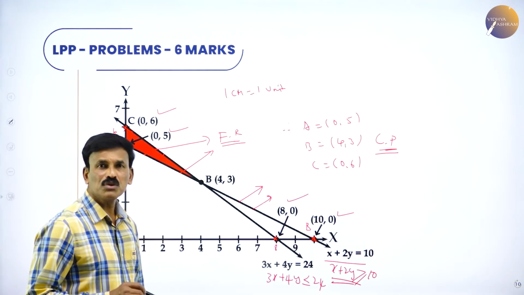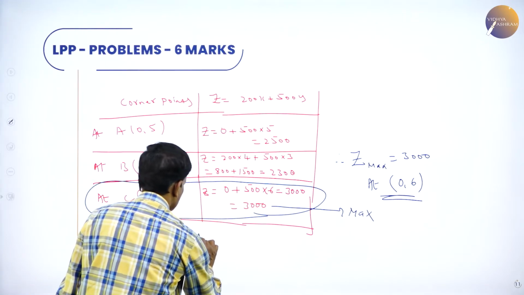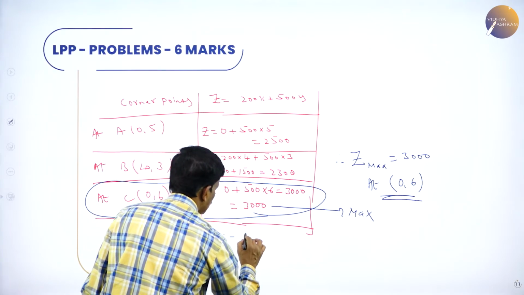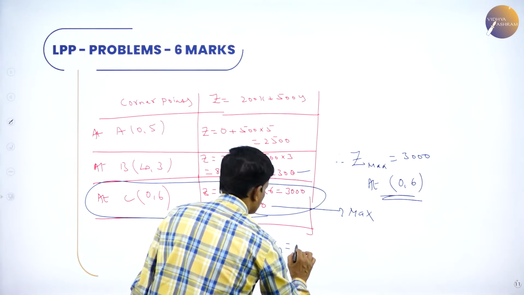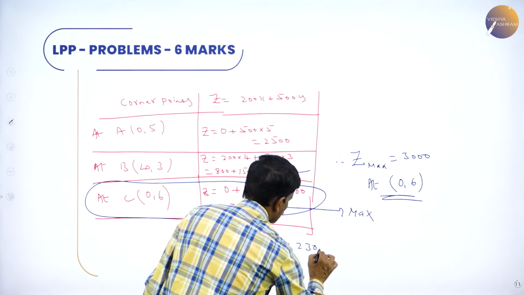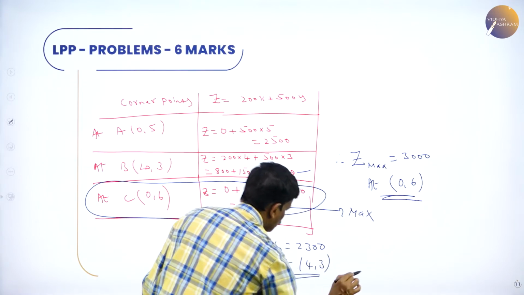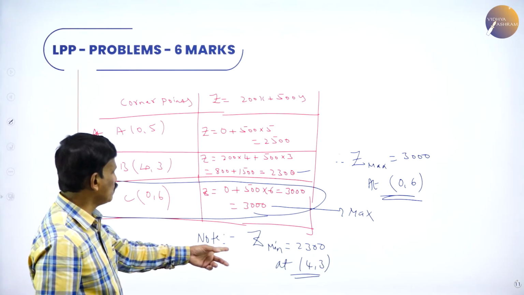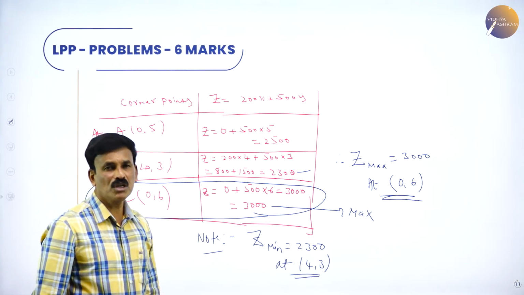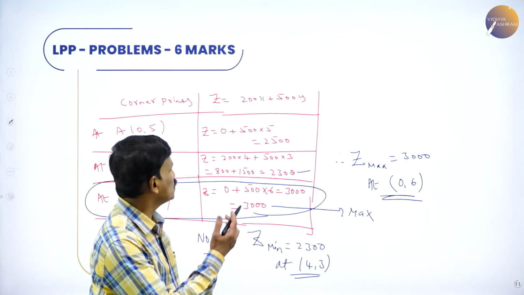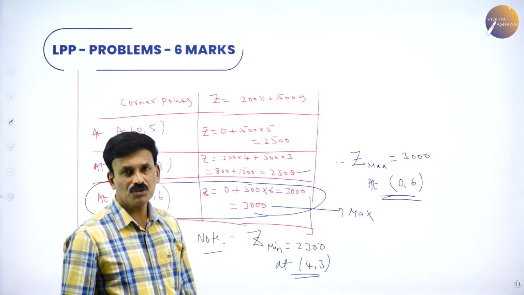Hope you followed. Suppose you want to find the minimum value. Note, if it is required to find the minimum value, Z minimum is equal to 2300 at B, (4, 3). Sometimes they may ask to find the maximum and the minimum. Maximum is 3000 at (0, 6). Minimum is 2300 at (4, 3). That's it. Okay. Hope you followed.